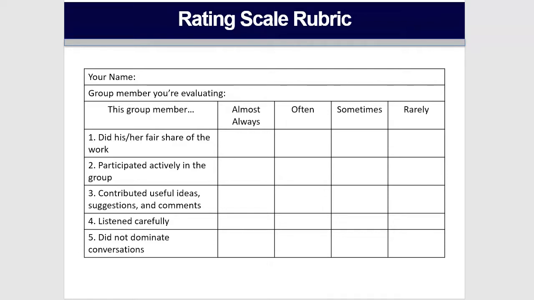I like to check in with students to see how things are going, and this is a rating scale rubric that I use on collaborative assignments. So you have members of a group evaluate the other members of the group, and you ask them on this rating scale rubric, are they almost always doing their fair share of the work, often, sometimes, or rarely. Great, easy way to get feedback about how things are going. Used for formative assessment, probably wouldn't use it for summative assessments.